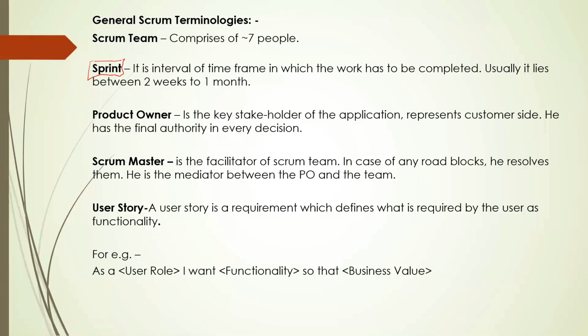Now next up is, what is product owner? I already explained who the product owner is. As a definition, he is the key stakeholder of the application, representing the customer side. He has the final authority in every decision from the side of the customer. Now, who is Scrum Master? I have already told you the position of the Scrum Master. He is the facilitator of a Scrum team. In case of any roadblocks, he resolves them. He is the mediator between a PO and the team, the bridge that I told you.